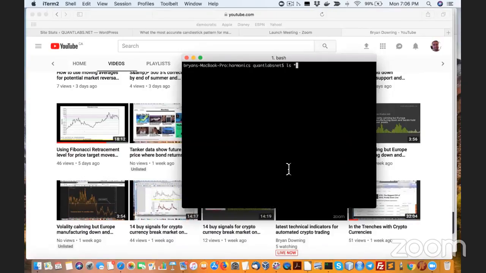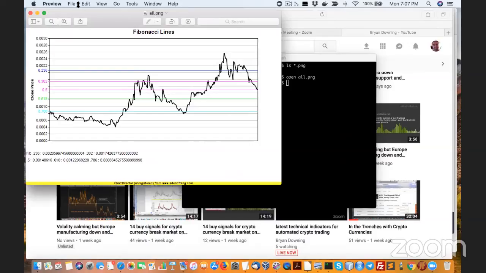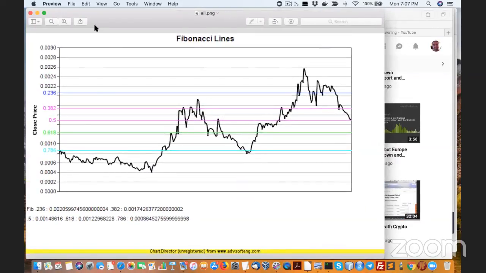I've done some changes to it. The one chart, now again, I don't care what you say about the data. That's not what we're talking about here. What we're talking about is the mechanics of it, so that's what I'm going to be focusing on. So we have here a Fibonacci chart, and this is all Chart Director that creates this.